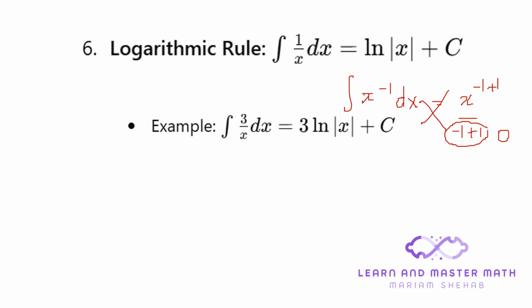Well, every time you see a reciprocal, think of ln. The integral of 3 over x dx is 3 ln absolute of x plus c. Another question you may wonder is why do we put the absolute value? Because the domain of ln is all positive numbers, so x must be positive. To make sure that x is positive, just insert your absolute value.